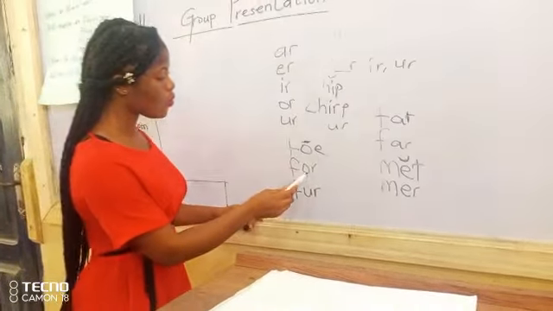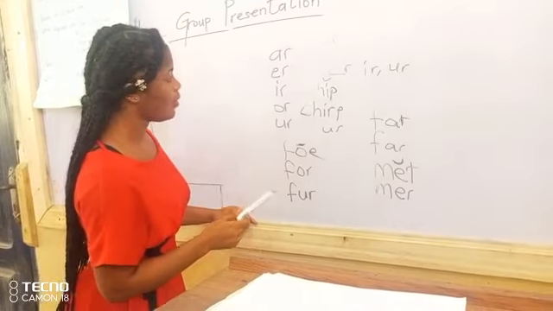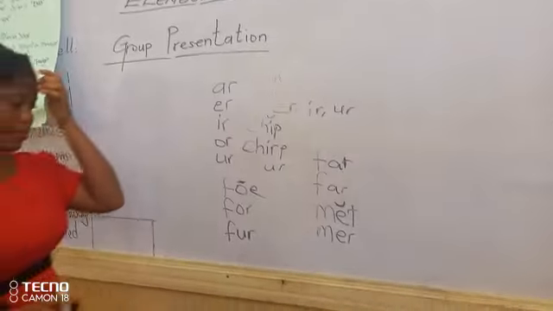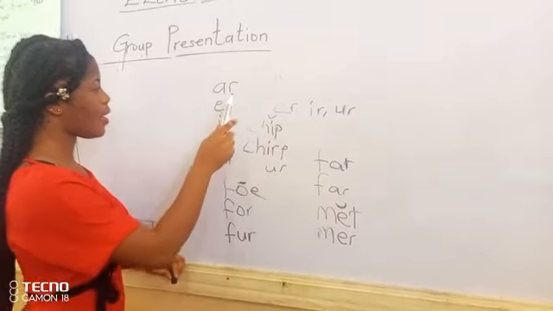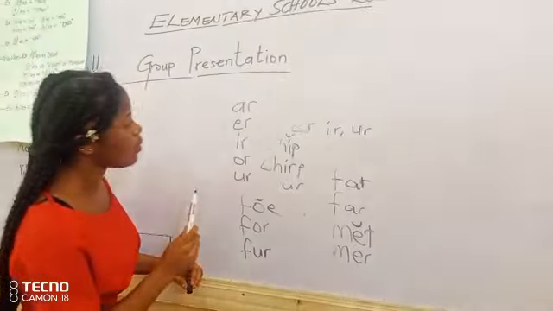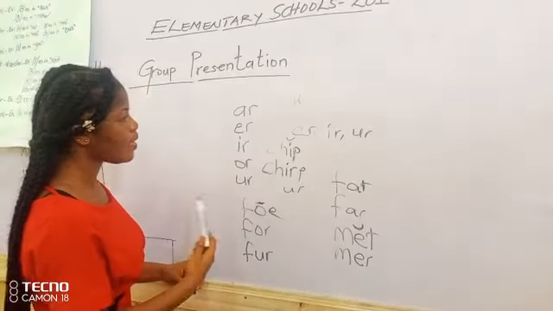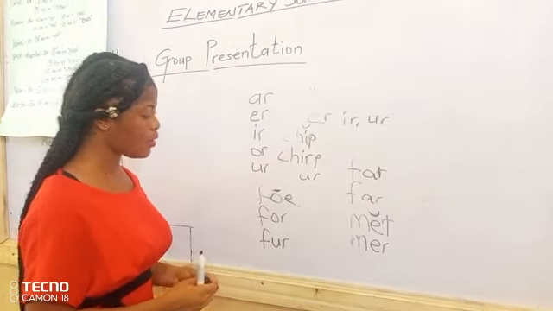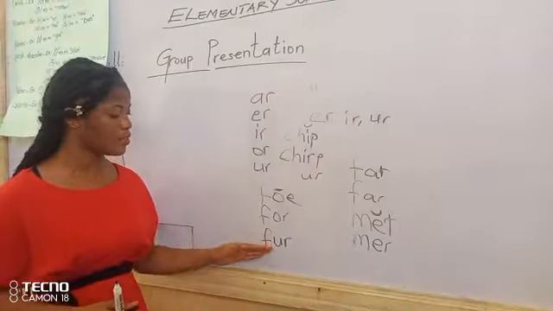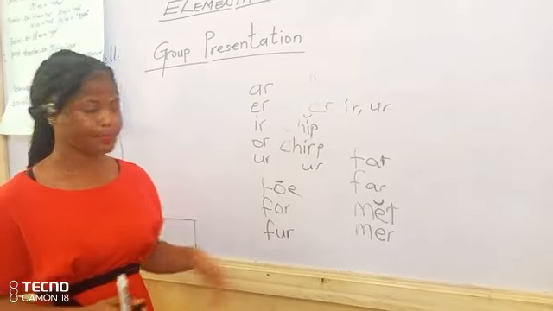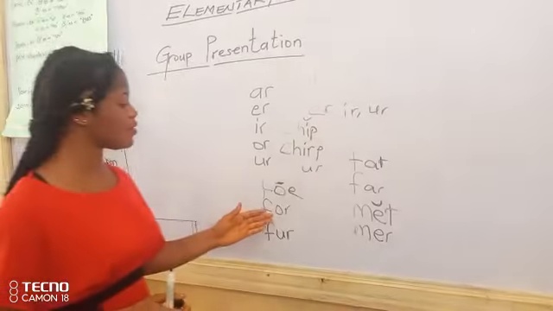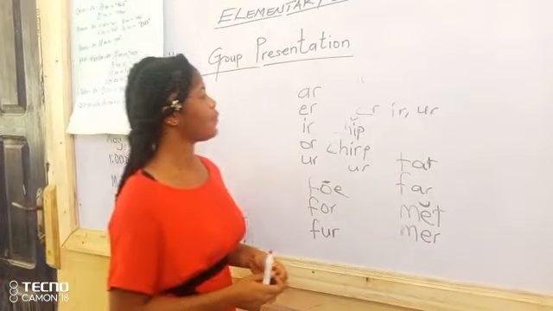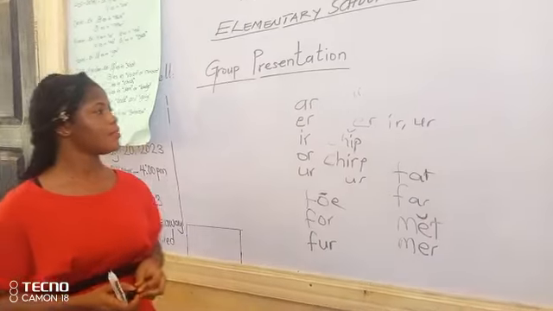So now this OR again, but then they are not the same, because the AR and the OR are giving their individual sound. The ER, IR, and UR are saying the same sound, er. So this word is pronounced as fur, fur. So don't get confused in saying four and then you say fur. No, fur. So this is it, guys.